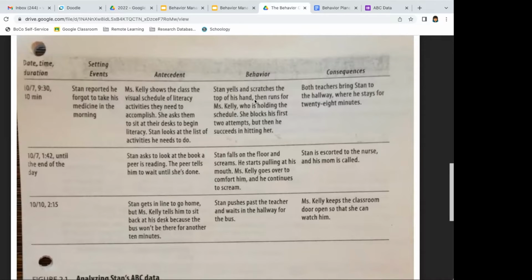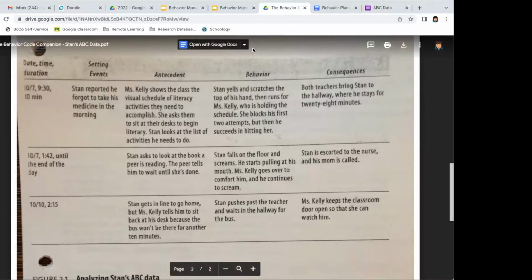Then Stan yells and scratches the top of his hand, then runs for Mrs. Kelly, who is holding the schedule. She blocks his first 2 attempts, but then he succeeds in hitting her. The consequence is both teachers bring Stan to the hallway where he stays for 28 minutes.